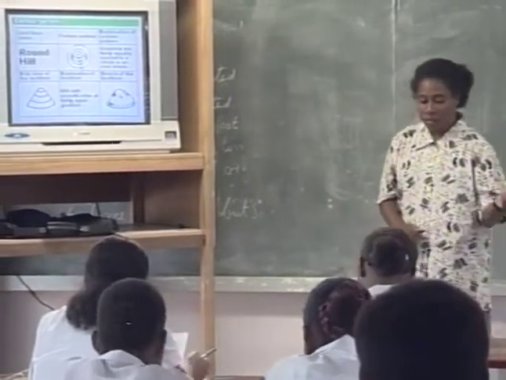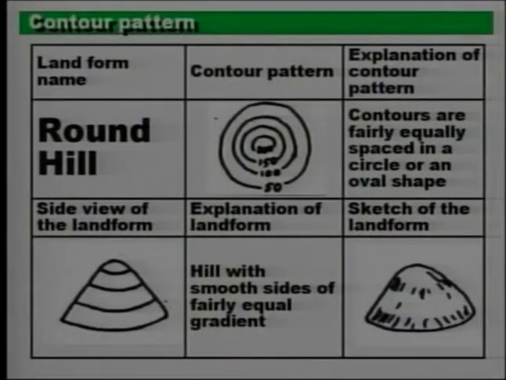The round hill, I think this is straightforward. This is what we have already looked at. Contours are fairly equally spaced in a circle or an oval shape. The side view, you would have a feature looking like this, and then a sketch looking like that. Circular contours represent a round hill. We've looked at that already, so we move on.